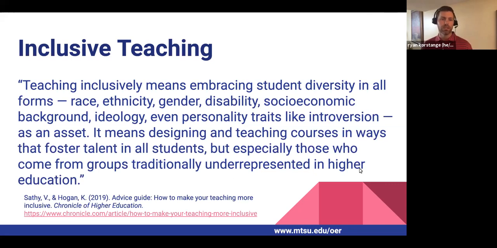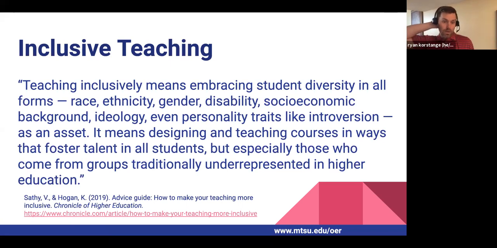It says, teaching inclusively means embracing student diversity in all forms: race, ethnicity, gender, disability, socioeconomic background, ideology, and even personal traits like introversion as an asset. It means designing and teaching courses in ways that foster talent in all students, but especially those who come from groups typically or traditionally underrepresented in higher education.